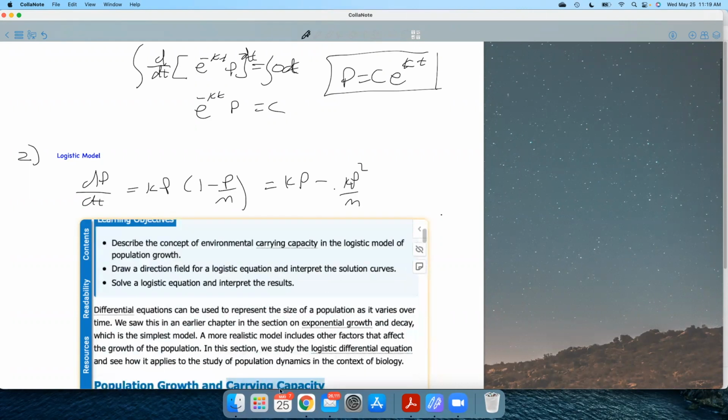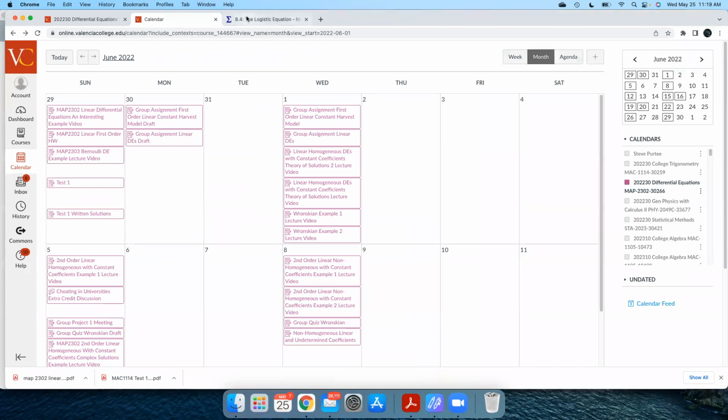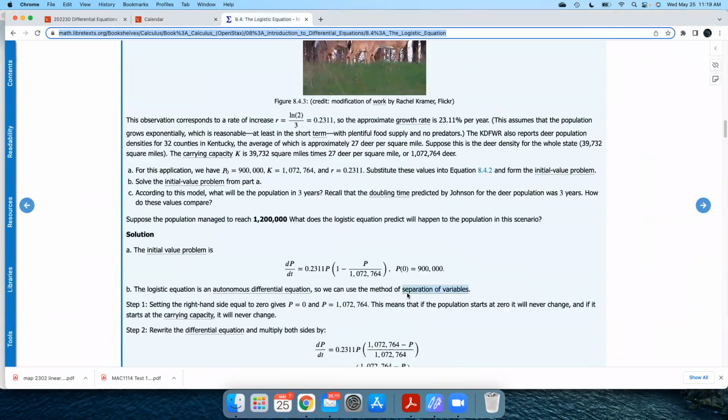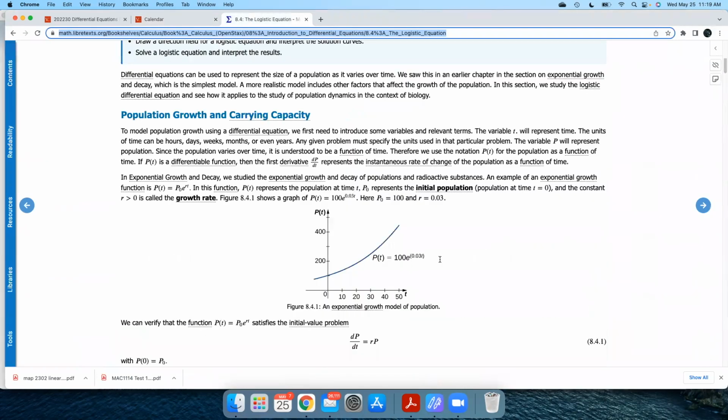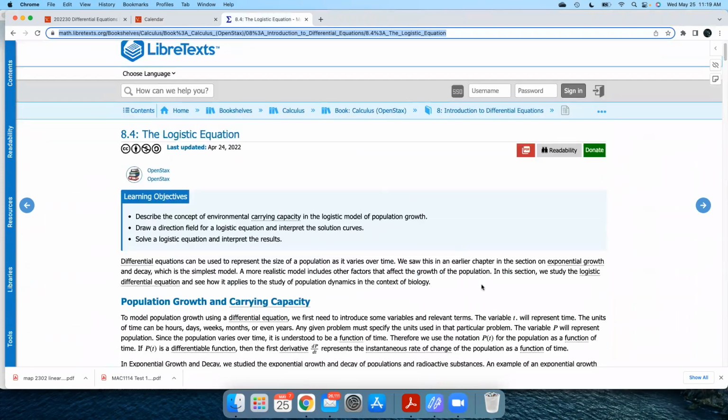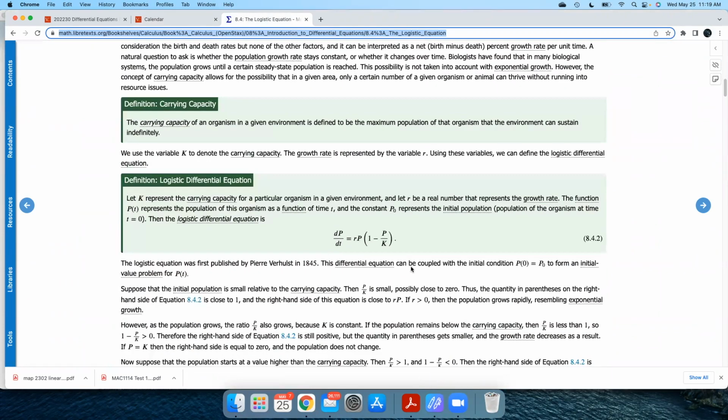But here, you can see it here. It'd be better to look at it. So this is a good overview of the logistic equation. Here's our DE. They use capital K instead of capital M on this page, and they use R for growth rate. That's not standard. Most people use capital M here for the carrying capacity.